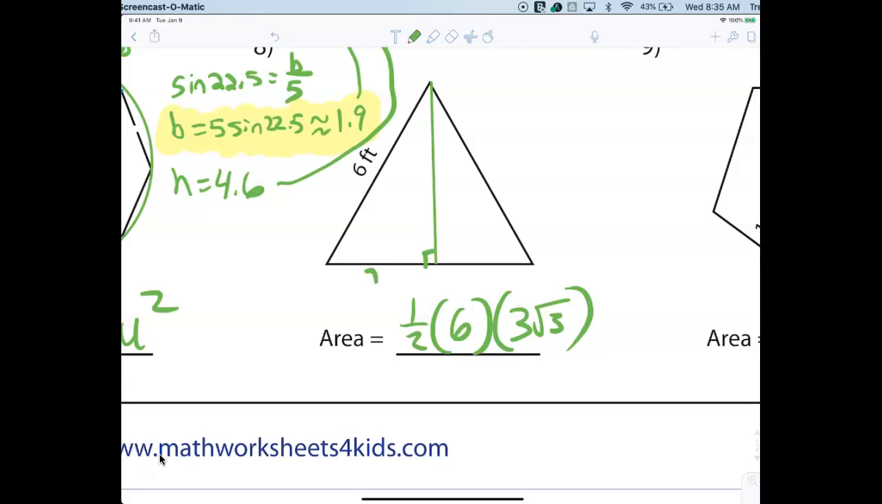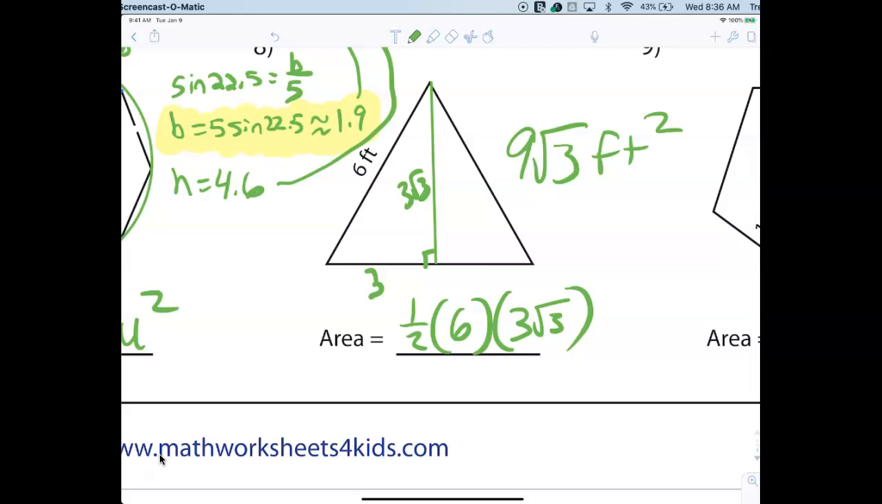This becomes 3. This has to be 3 radical 3. So we don't need a calculator for that. 1/2 of 6 is 3, times 3. 9 radical 3 square feet. Anybody have any issues with that?